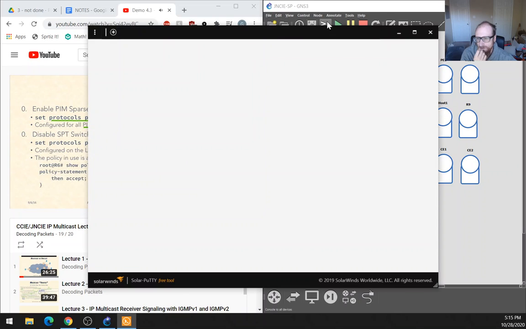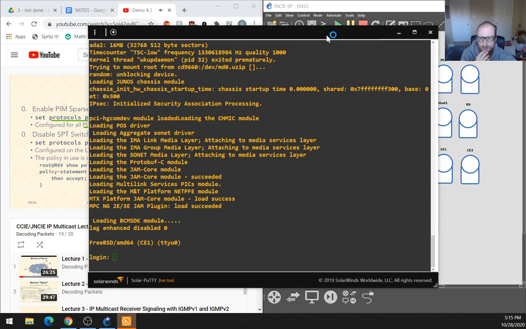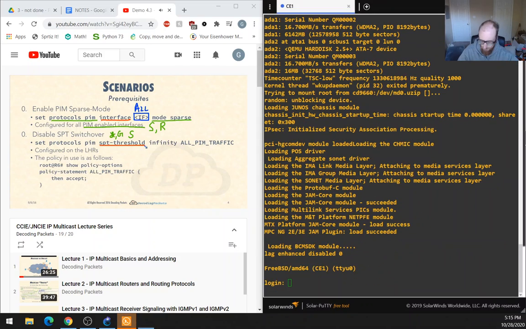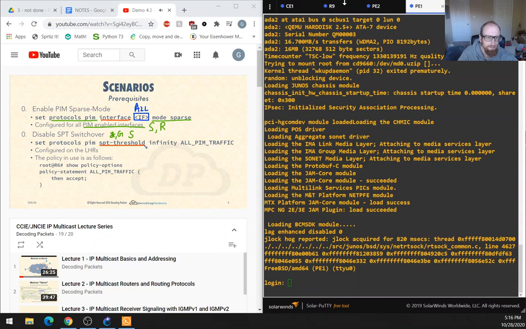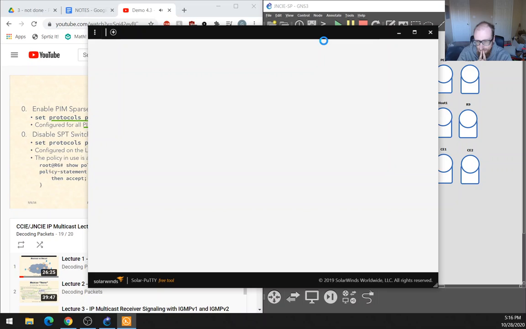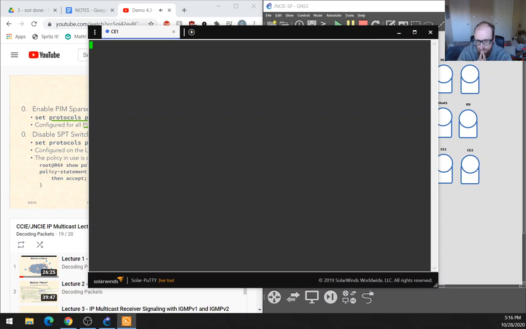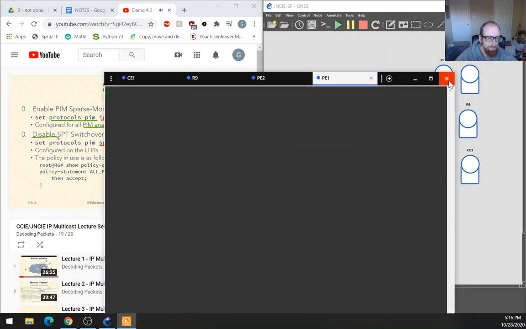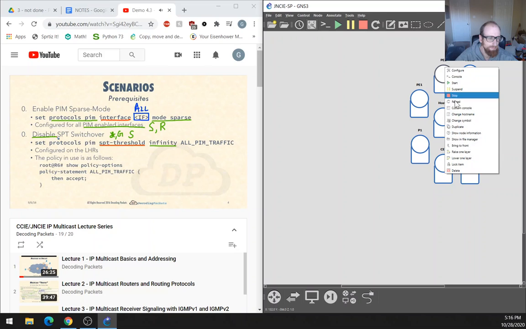The way to control the SPT switchover is by manipulating the SPT threshold. This is the rate of reception, or the bandwidth of packets being received over the star comma G tree. Only if it exceeds a certain bandwidth does the LHR start signaling an independent S comma G. Up to that threshold, the LHR is happy receiving all of the packets over the star comma G tree. If we raise that threshold high enough, in our case to infinity, then the threshold is never met and the SPT switchover is disabled, and that is what we really want to do in the end.